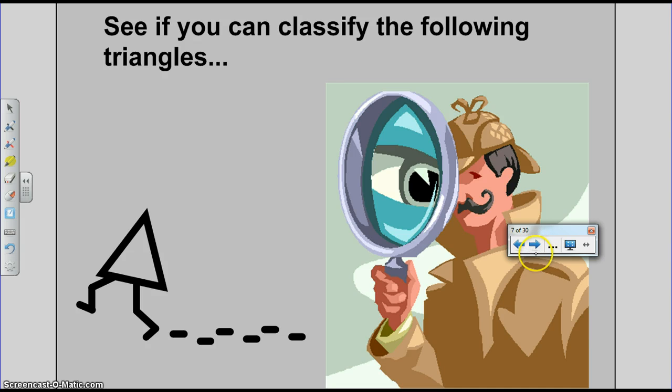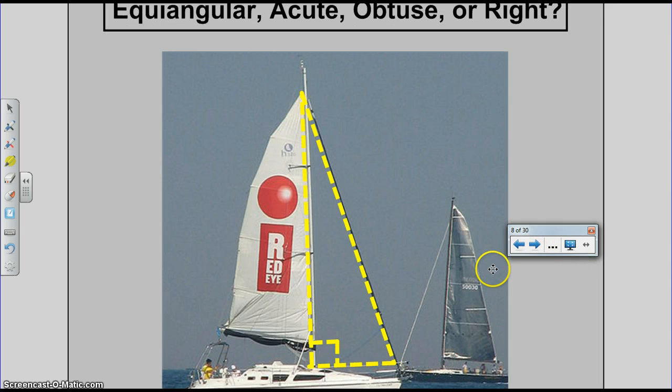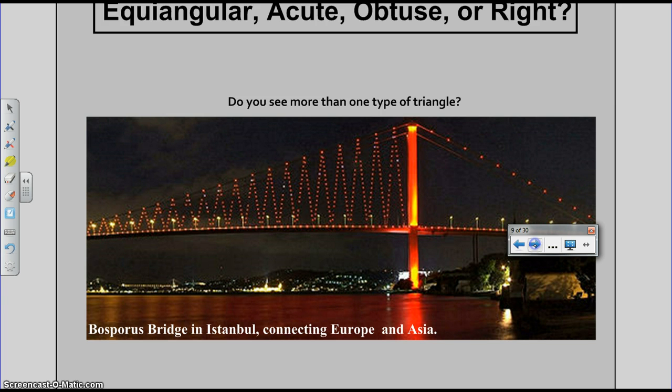See if you can classify the following triangles. This one has a right angle, so it is a right triangle. I see more than one type. I have a right angle here and a right angle here, so I have two right triangles. But also, if you look right here, I have an obtuse angle, so this big huge one is an obtuse triangle.